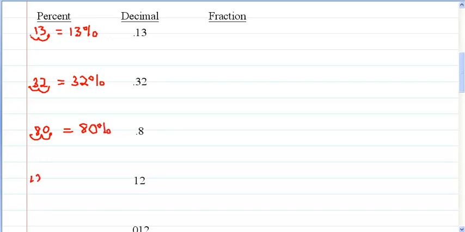And for 12, I don't have a decimal point shown. I know it's to the right of the 2 when I don't see it there, so I move it over 2 places to the right, add 2 zeros as placeholders, and this gives me 1200%.